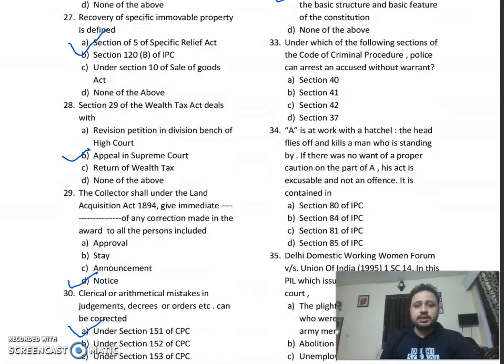Now MCQ number 33. Under which of the following sections of the CrPC can police arrest an accused without warrant? So the right answer over here will be section 41. Okay.